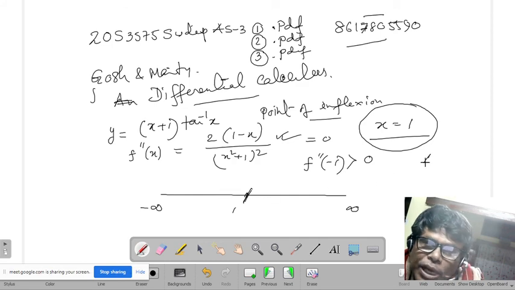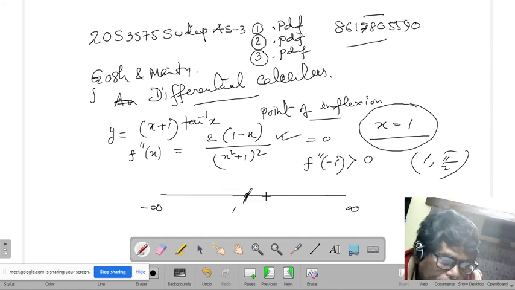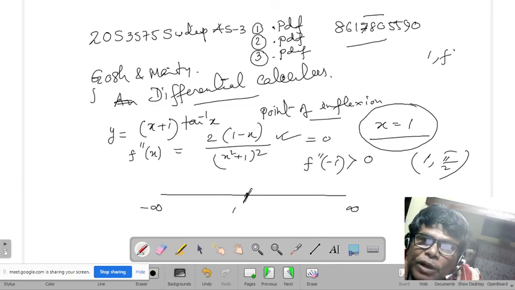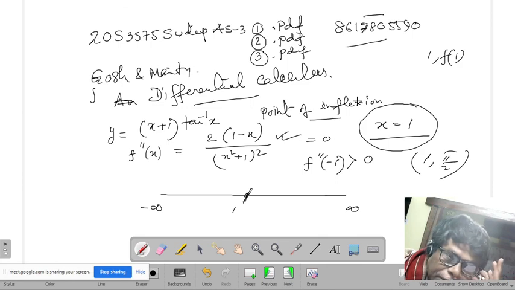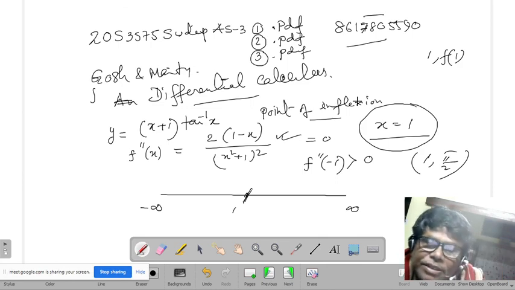So what is the value? 1 and pi by 2. Very easy. 1 and f(1). What is f(1)? 1 plus 1, 2, tan inverse 1, so it is pi by 2. Got it? So the point of inflection is this. So you are weak in calculating the second order derivative of a function.